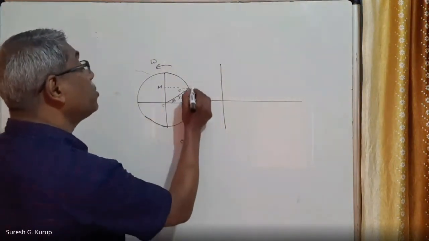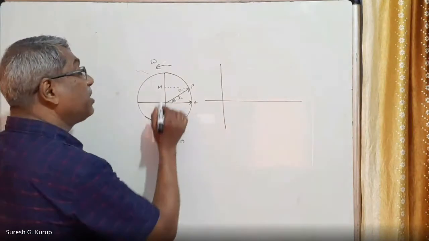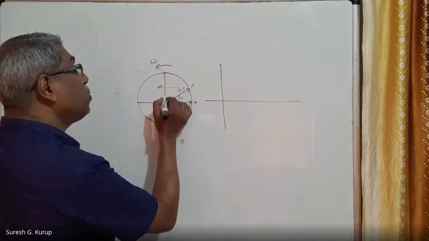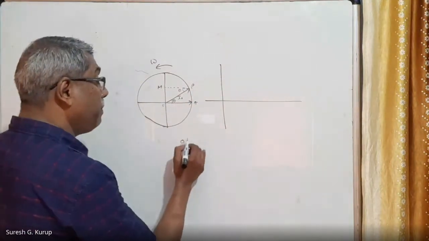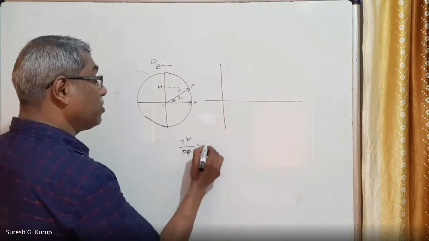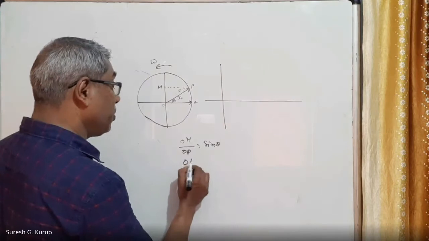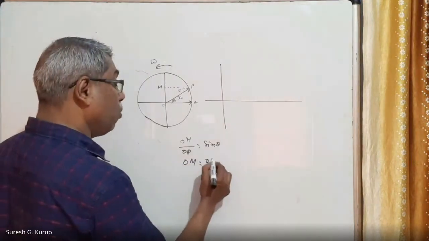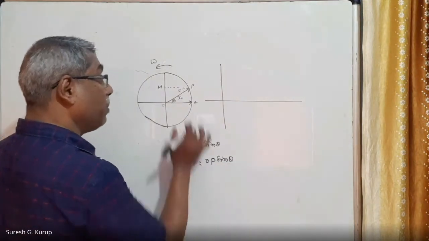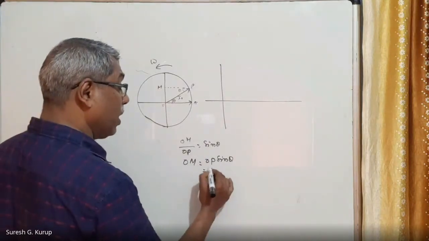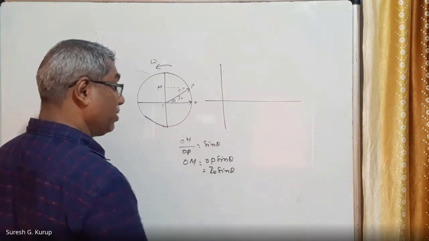OM we can calculate. Suppose this is OP, right? So this is theta, which means OM is the perpendicular side. OM by OP is equal to sine theta, we can write. Therefore, OM is equal to OP sine theta also we can write. But what is OP? OP is equal to I0, so OM is I0 sine theta.